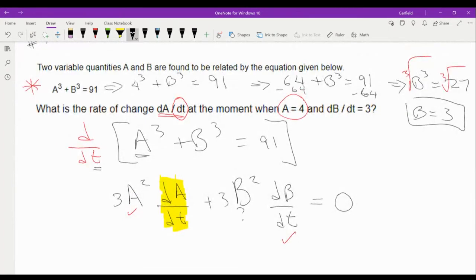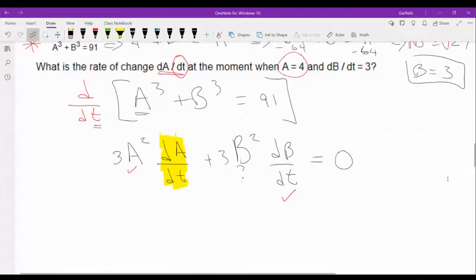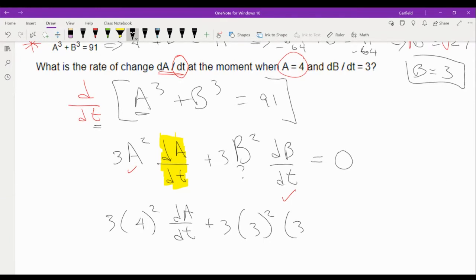Because here we are missing the B. That's why we had to go through a process. Now we can substitute for everything. So not a bad problem overall. So this would be 3 times 4 squared times dA by dt, which is what we're trying to find, plus 3 times B, which is 3 squared, times dB by dt, which is 3, because they already gave us this also here, is equal to 0.